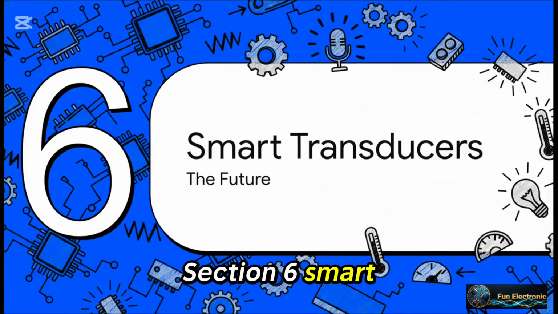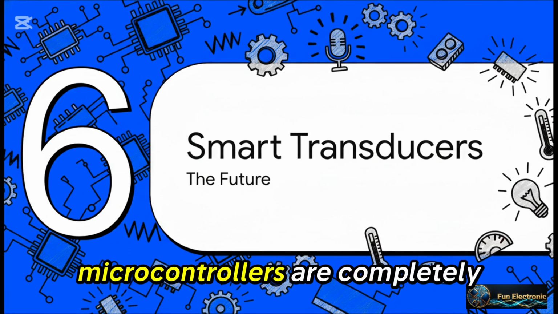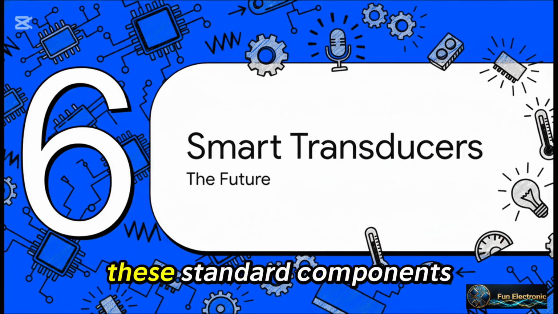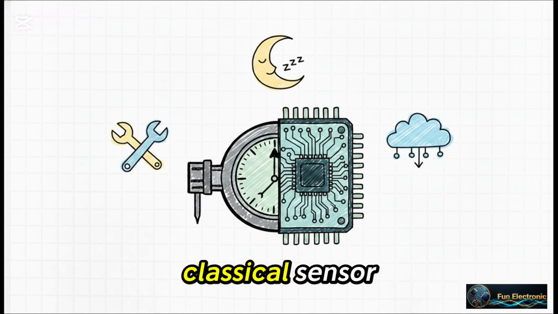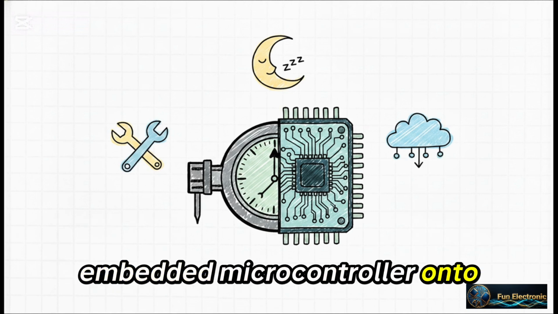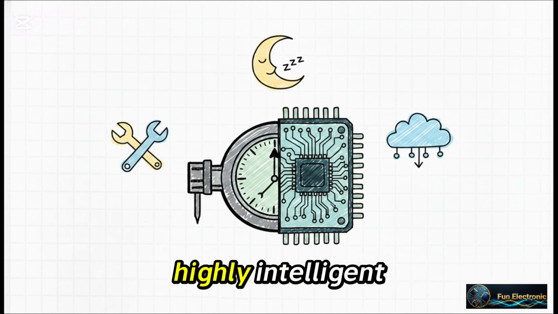Section 6, Smart Transducers. Let's look toward the horizon and explore how microcontrollers are completely revolutionizing these standard components. So a smart transducer essentially takes a classical sensor and combines it directly with a processing unit and a communication interface. By slapping an embedded microcontroller onto these things, they suddenly become highly intelligent.